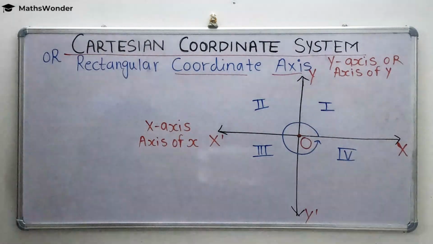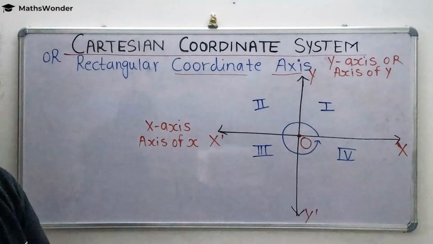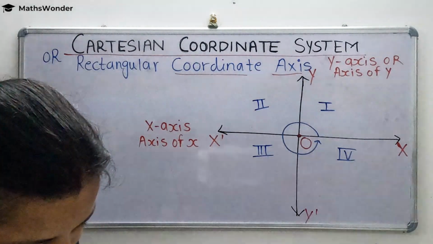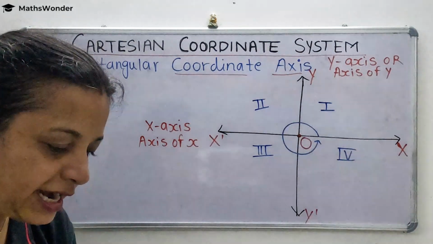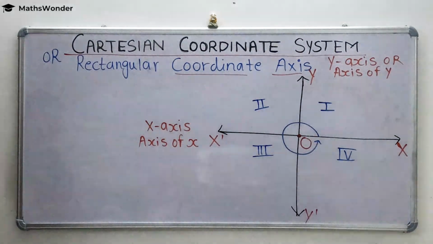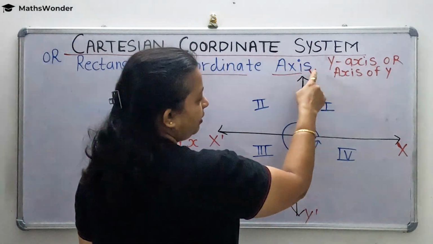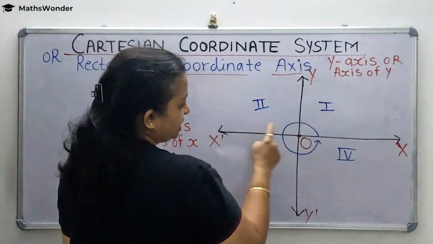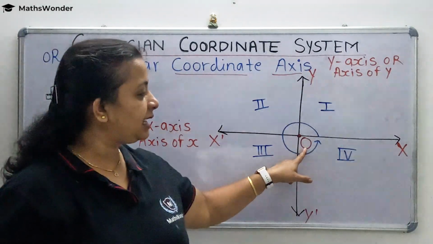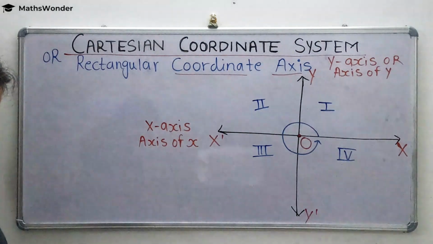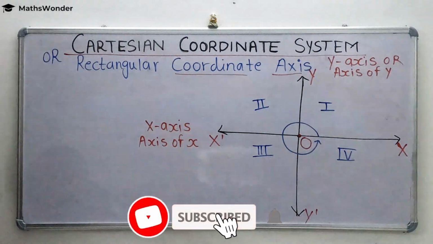Now next, quadrant. The coordinate axis XOX dash and YOY dash divides the plane into 4 regions, namely XOY, YOX dash, X dash OY dash and Y dash OX. Basically, always remember the sign convention.